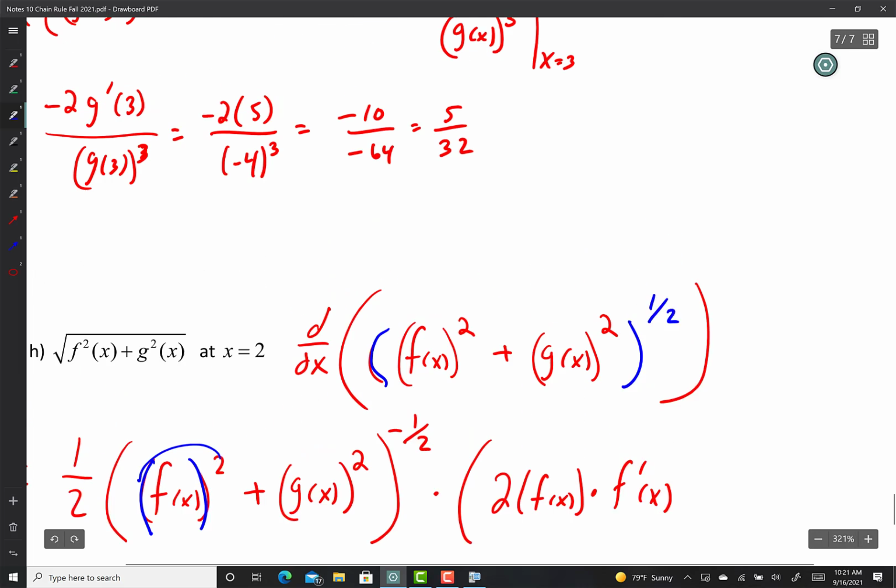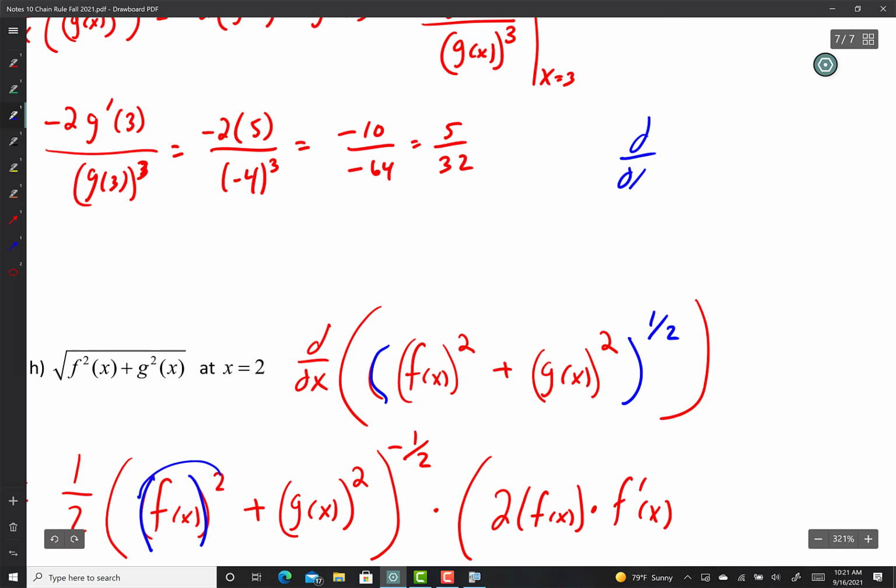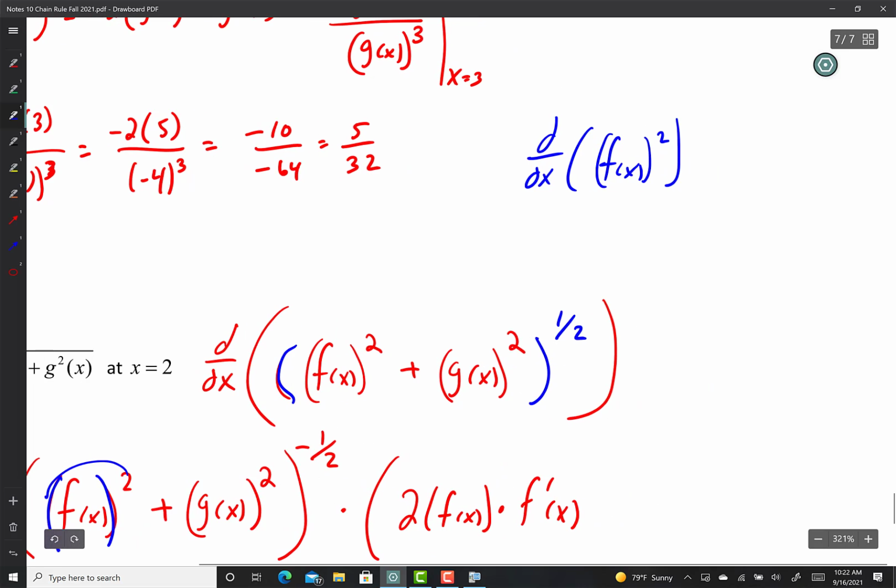Side note, it's kind of like there's a constant in front of us. If you were to do the derivative of f of x squared just by itself, that would be 2 f of x times f prime of x. Chain rule.